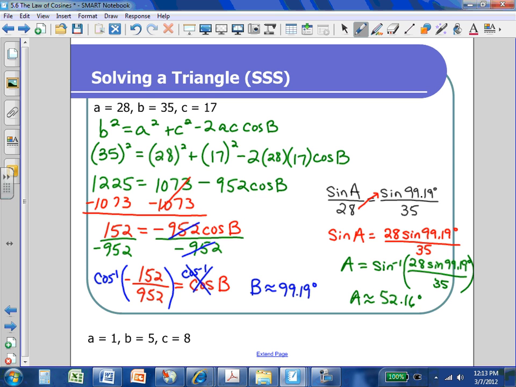52.16 degrees. Now that I have angle A and I have angle B, we're going to find angle C by taking 180 degrees and subtracting the sum of 99.19 plus 52.16 degrees. And angle C comes out to be approximately 28.65 degrees. So you've solved for all three of your angles after you were given all three of your sides. This was the first example of solving a triangle given three sides.